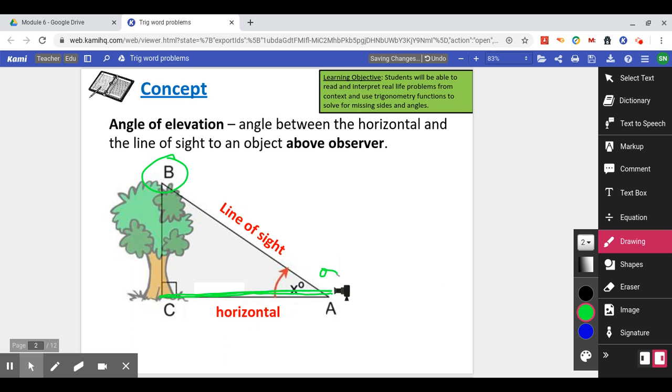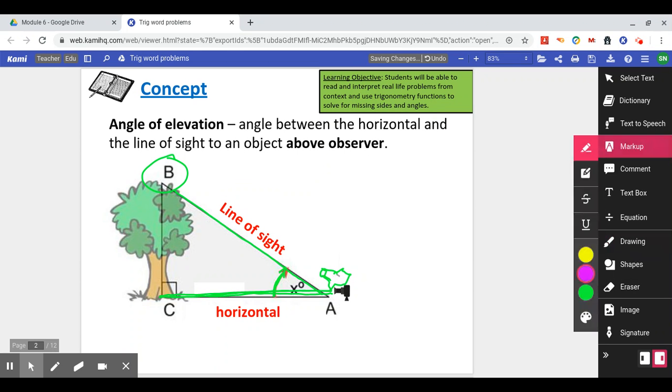So now the camera would be looking up, and you would have to raise the angle this much so that you start looking at the top of the tree. That would be the angle of elevation. How much you have to elevate or raise the camera in order for you to be able to look at the top of the tree instead of at the bottom of the tree.